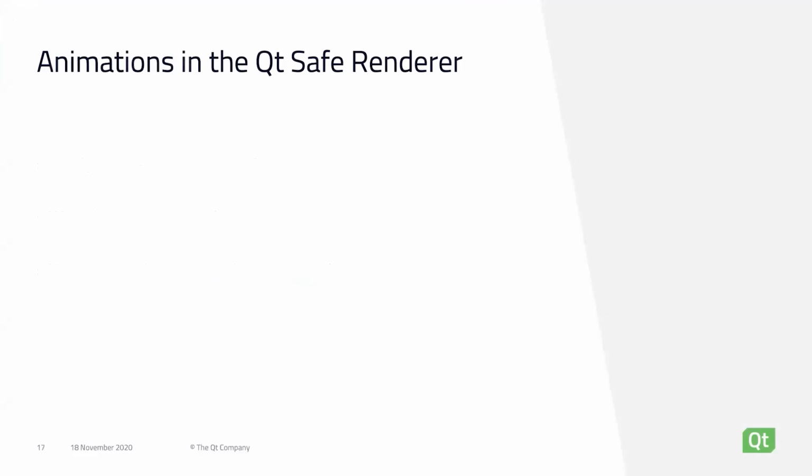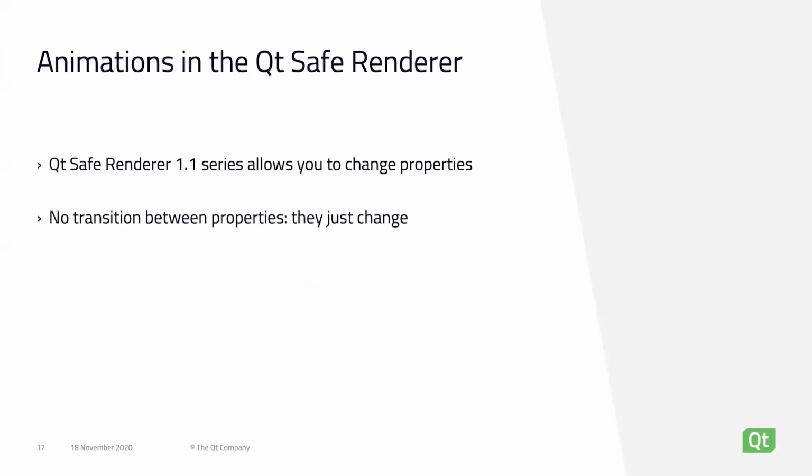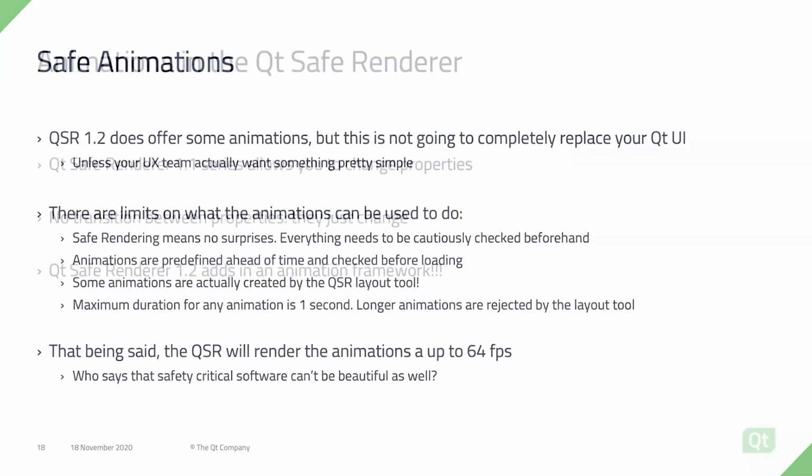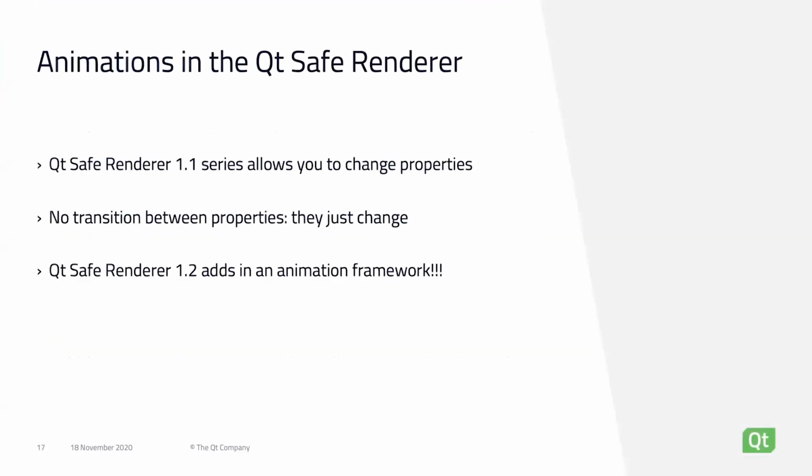Okay, so as promised, animations in the Qt Safe Renderer. Now, this sounds like it's really an amazing, cool, super way of doing things, and it is, but it's not so complex or so sophisticated as the Qt Quick UI. It's a fairly simple animation framework. Whereas previously we used to have property changes, which would just change in the Safe Renderer, now we provide a form of transitions between the different property changes.